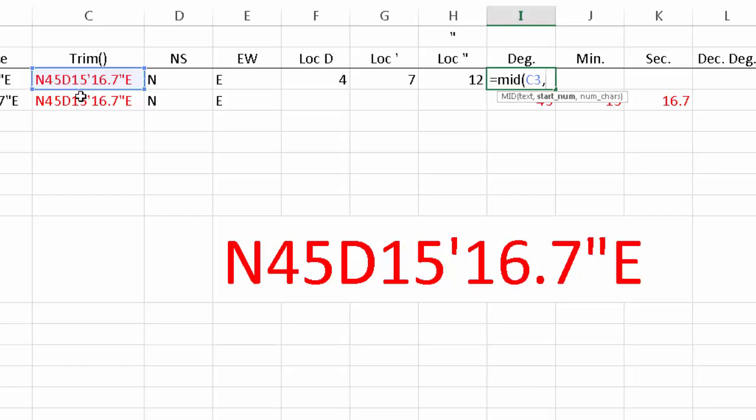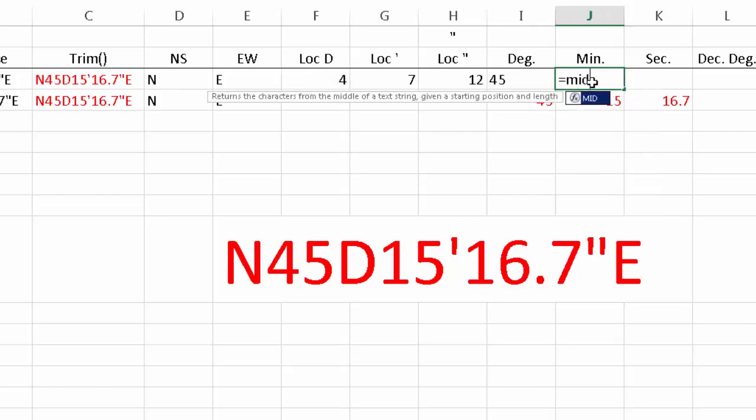The second argument is the starting position, so we know that it always starts for the degrees in the second character because the first character has to be a north or south indicator. And then the number of characters is indicated by the position of the D, which is 4. And then from our example here, we know we have 2 characters, so we need to subtract 2 from that. And the minus 2 is really just getting rid of the north, south, and the D. And you can see our degrees matches up.